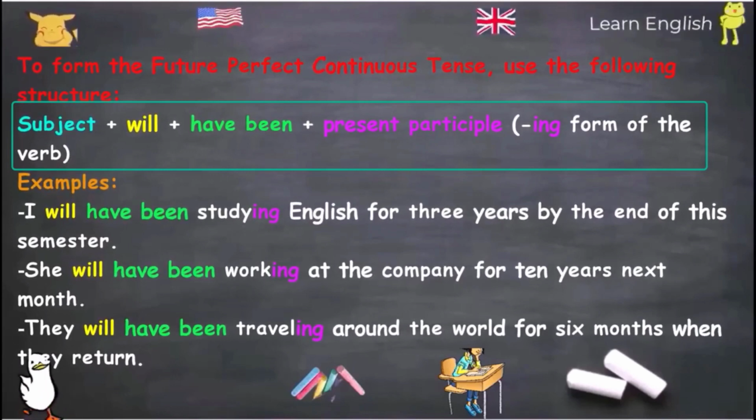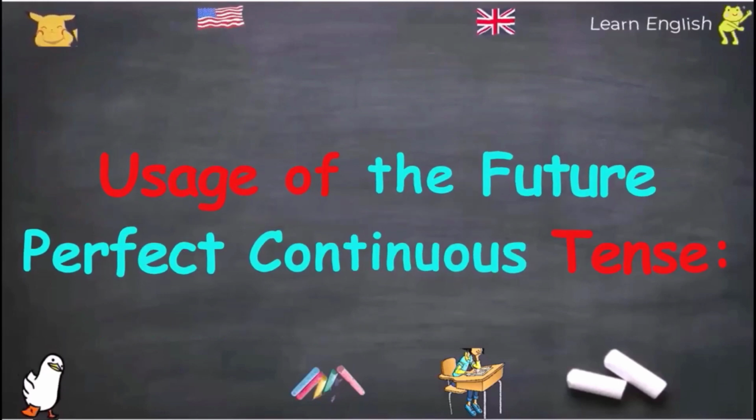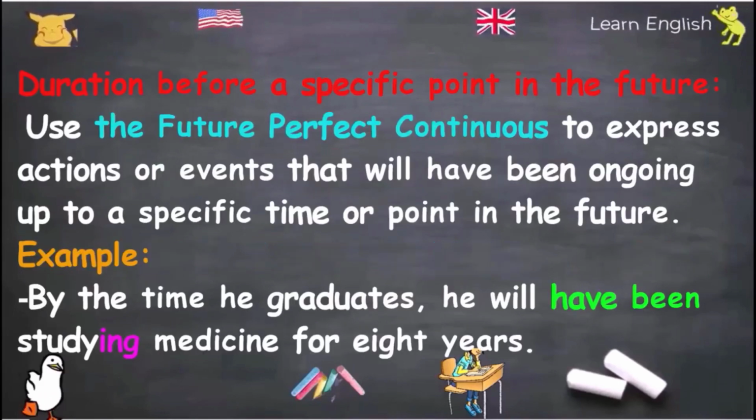She will have been working at the company for 10 years next month. They will have been traveling around the world for 6 months when they return. Usage of the future perfect continuous tense. Duration before a specific point in the future.